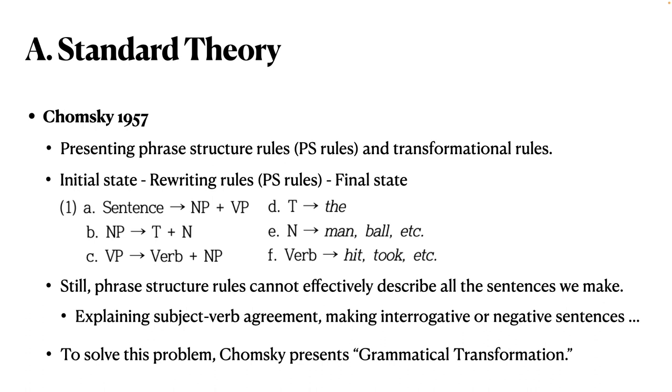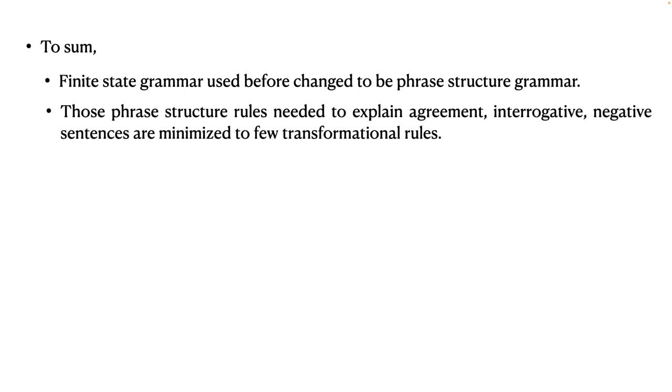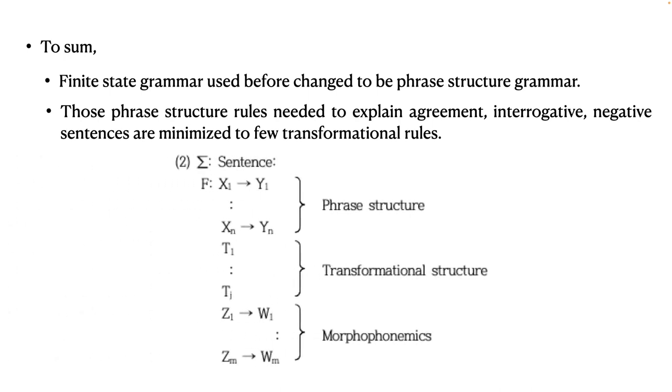This is because it is much simpler in terms of description to explain the aforementioned phenomena by applying the transformational rules to a sentence that has already been made. To sum up, finite state grammar that was used before changed to be phrase structure grammar. And those phrase structure rules, required to explain agreement and interrogative and negative sentences, are minimized into a few transformational rules. As a result, the rules for generating sentences are divided into 3 parts, as shown in example 2.